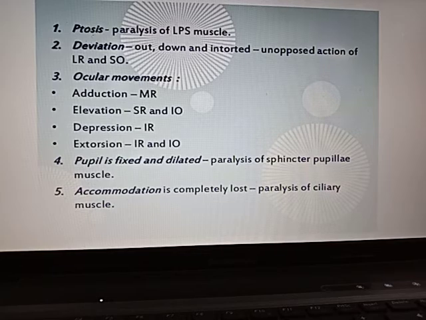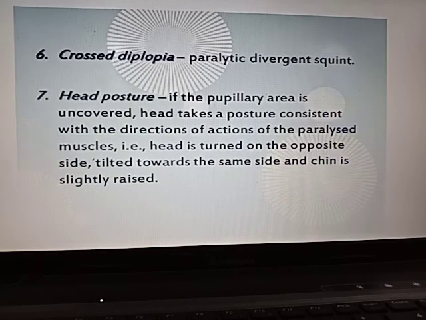And in the ocular movements, adduction, elevation, depression, and extorsion are all lost due to paralysis of the medial rectus, superior rectus, inferior rectus, and inferior oblique. The pupil is fixed and dilated due to paralysis of the sphincter pupillae muscle. Accommodation is completely lost due to paralysis of the ciliary muscle, because the ciliary muscle and the pupillary muscle are supplied through the ciliary ganglion, and the fibers come through the inferior division of the oculomotor nerve, and the nucleus is the Edinger-Westphal nucleus.